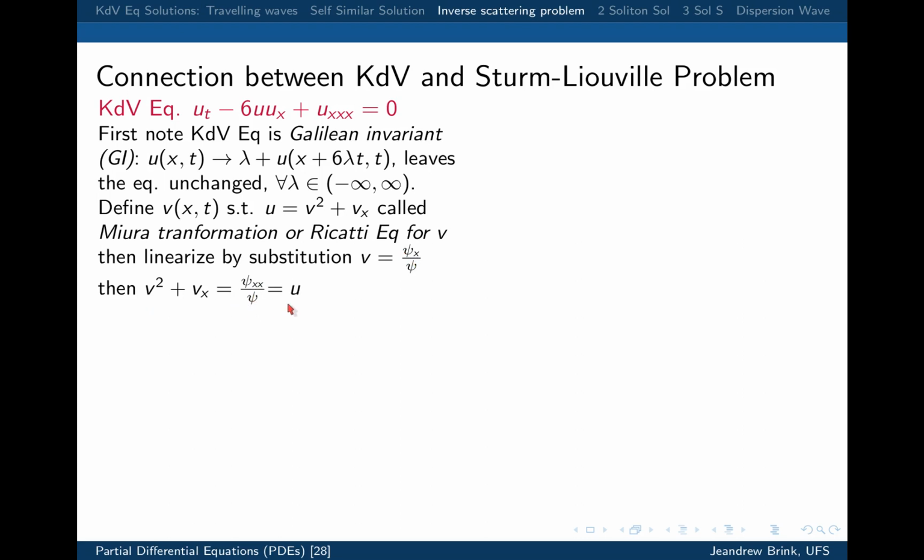Okay, and that's equal to u. And so now what we have, we can use the Galilean invariance to let u go to u plus lambda or u minus lambda. And so what you then get is a Sturm-Liouville problem. Okay, so I'm just telling you the steps of what it takes to actually cast the KdV equation into the Sturm-Liouville problem. So what you do now is you start with the initial condition u, you work out your scattering data for it, then you get them.